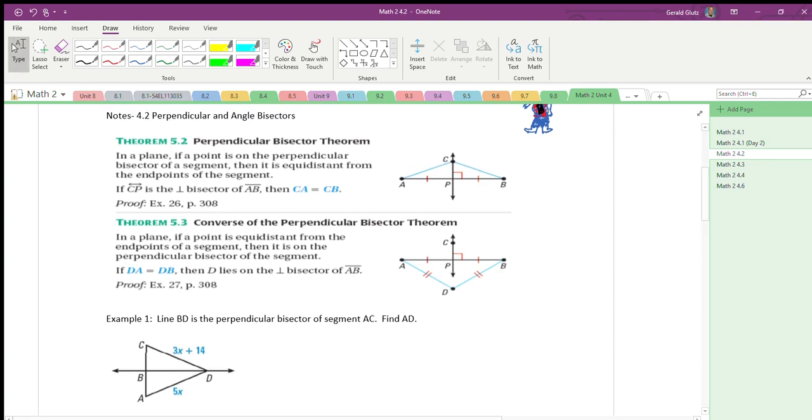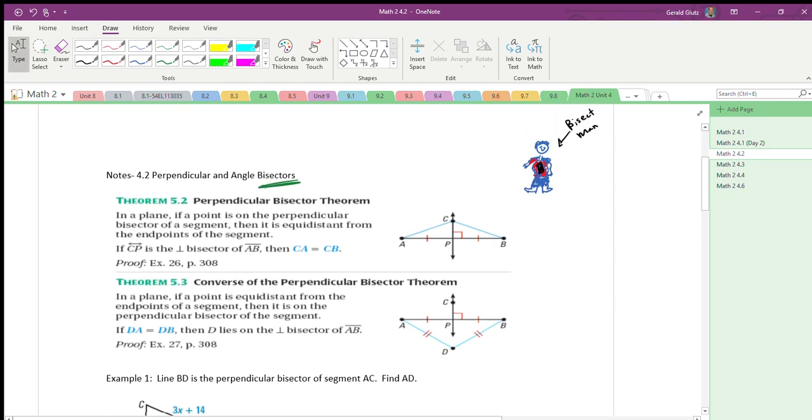Hello, today's section is 4.2, dealing with perpendicular and angle bisectors. So up here I've drawn Bisect Man. Bisect Man is going to play an important role in this section today, so it is very important that we know what bisect means.